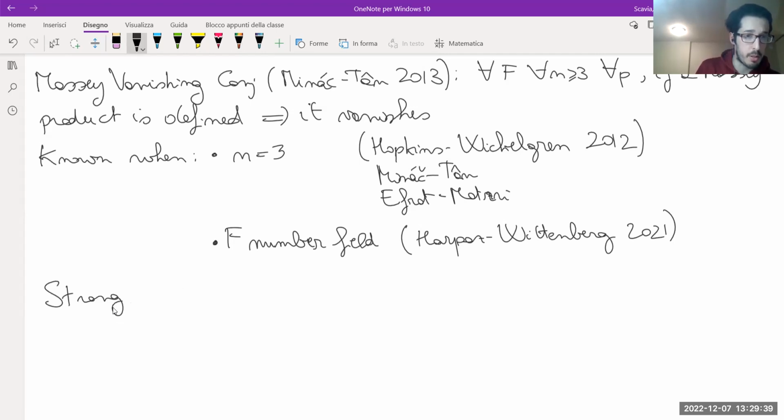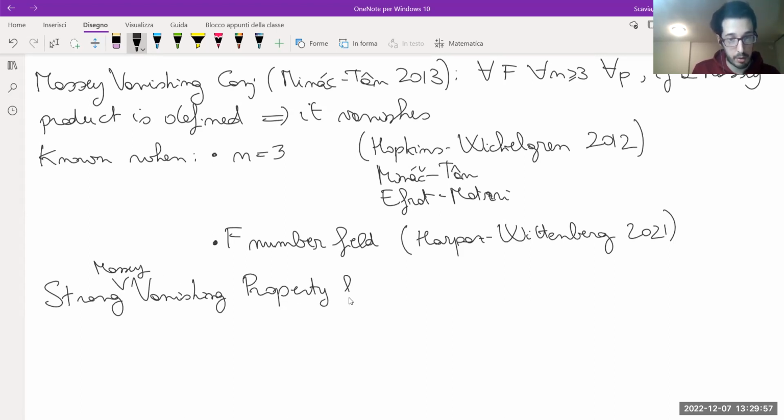So, a stronger version of this conjecture. It's not a conjecture, it's just a property, because it can fail. So let's call it the strong vanishing or strong Massey property for a field F. Let's suppose that F contains a primitive p-th root of unity. Then again, this is due to Mináč and Tân. They phrase it as a question. So this is the following stronger question.